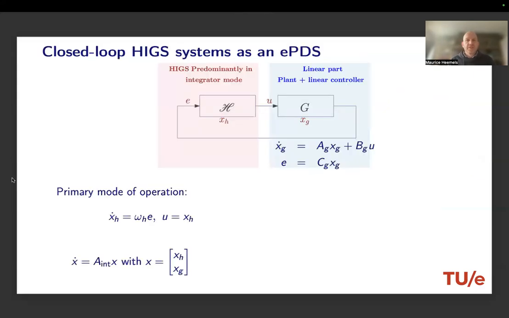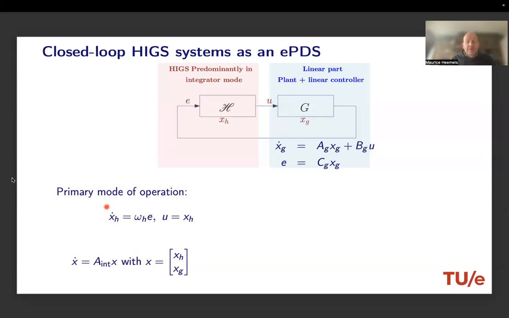So just to put all of this into this framework of ePDS. So how can we write closed loop Higgs systems as an ePDS? So take a look at this interconnection, right? I've drawn this picture a little bit differently. So suppose this is the plant, possibly containing linear parts of the controller, and we assume this part is described by this linear plant, right? So AG, BG, and CG are matrices of appropriate dimensions, and this is interconnected to the Higgs operator, so the Higgs controller, so this projected integrator.